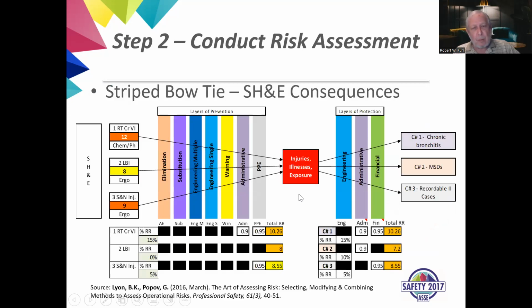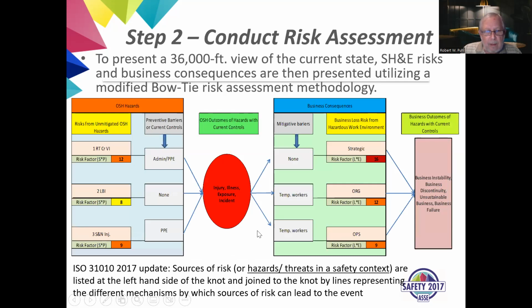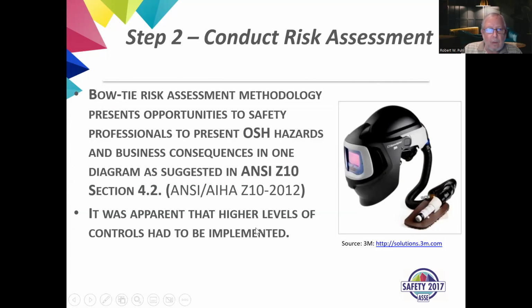So they did a straight bow tie, and those consequences. And all in all, this is way overkill for this particular thing, so I'm not going to really get into that too much. Bow tie risk assessment methodology presents opportunities to safety professionals to present OSH standards and business consequences in one diagram.